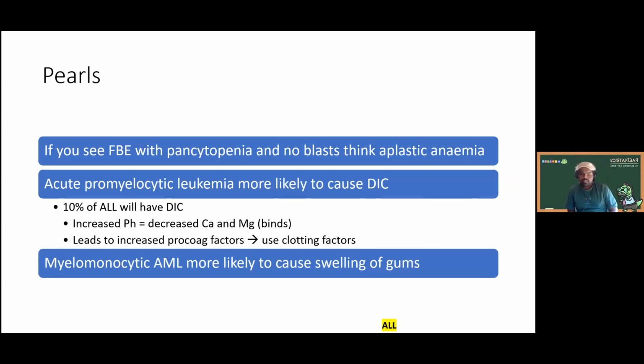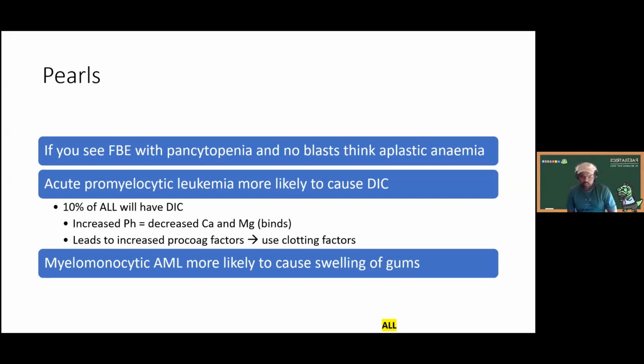Really here, if you ever see an FBE and there's a pancytopenia and on peripheral smear there are no blasts, then the first thing that you should be thinking about for that question is aplastic anemia. So in terms of APML, it's one of the subtypes of leukemia that is most likely to cause DIC, and 10% of patients with APML will present with DIC. The reason for this is because you've got this increased phosphate, which then leads to a decreased calcium and magnesium level in the blood because phosphate binds those two. This then leads to an increase of procoagulant factors, which use up clotting factors, and then you get that DIC-like picture.